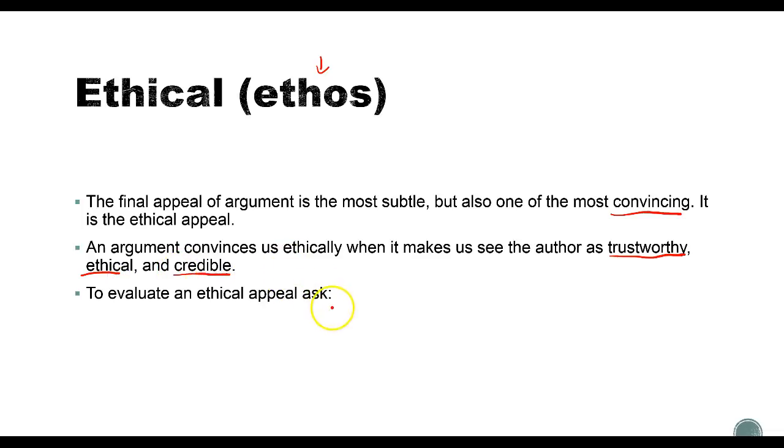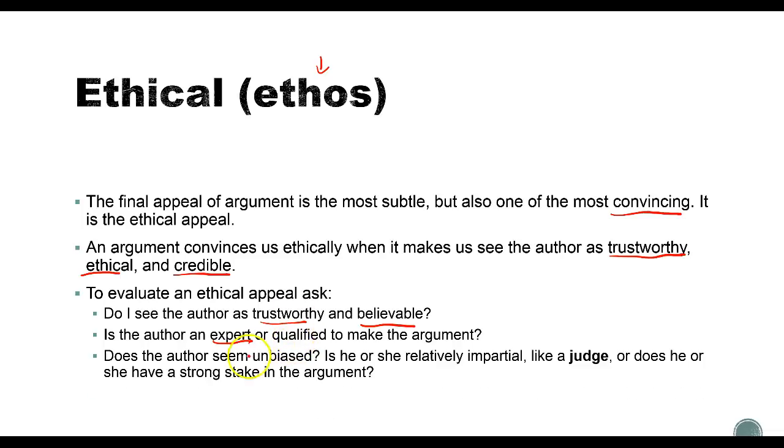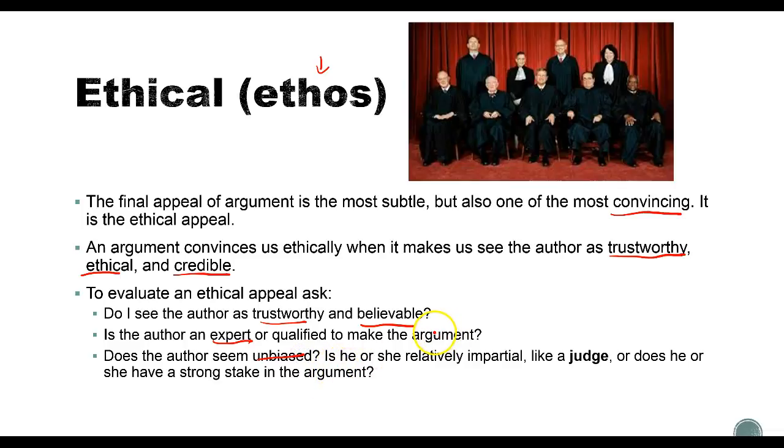So to evaluate an ethical appeal, we ask, do I see the author as trustworthy or believable? Is the author some kind of an expert in the thing that he or she is writing about? Or is the author somehow qualified to make the argument that he or she is making? Does the author seem unbiased? Right? Is he or she relatively impartial, like a judge? Or does he or she have a very strong stake in the argument and seem biased?